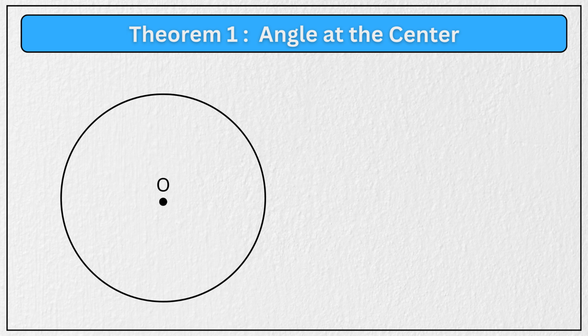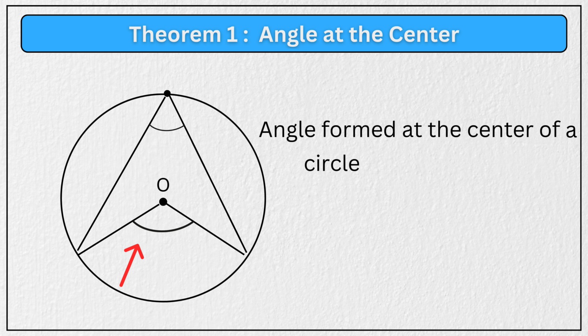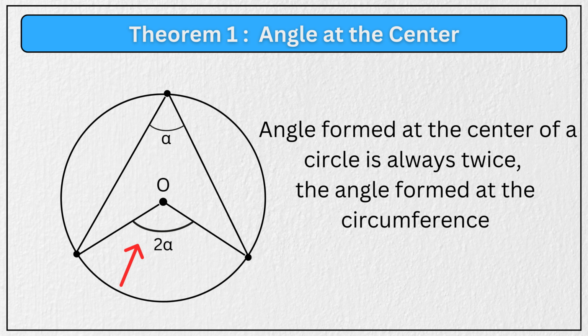1. Angle at the center theorem. This theorem states that the angle formed at the center of a circle is always twice the angle formed at the circumference from the same arc. That means if this angle at the circumference is 40 degrees, then this angle at the center is 2 times 40, which is 80 degrees.